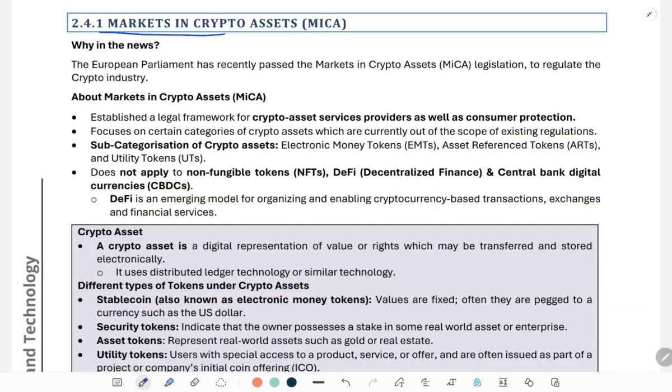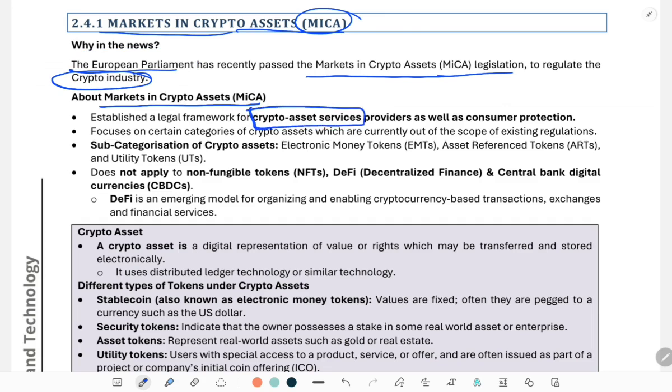Next, we'll see Markets in Crypto Assets, MiCA. Recently, the European Parliament passed the Markets in Crypto Assets legislation to regulate the crypto industry. We'll see about MiCA, which established a legal framework for crypto asset service providers as well as consumer protection.